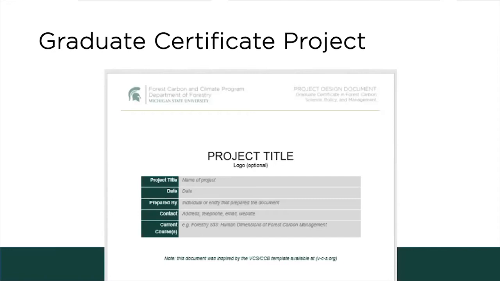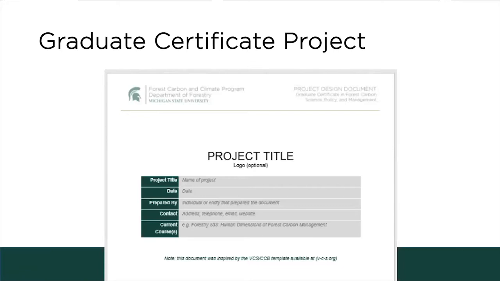And this project design document is a tool that's commonly used in forest carbon project development to compile and assemble the various elements essential to implementing a project. It includes topics like methods, stakeholder engagement, economic considerations, biodiversity, carbon measurements, and monitoring plans.